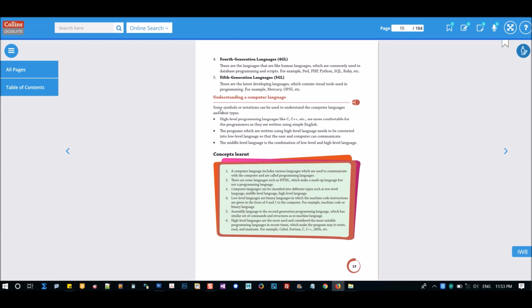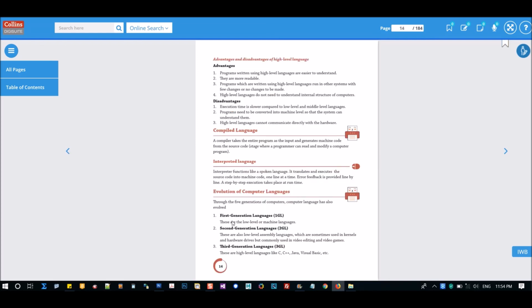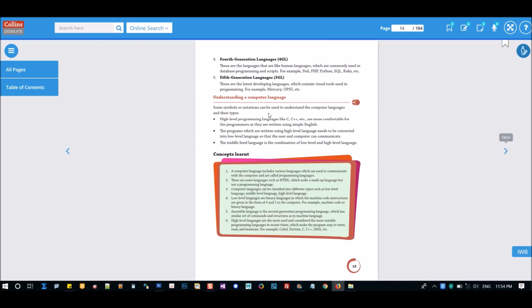In order to understand the different kinds of computer languages, you need to know the generations: first generation, second, third, and fourth, fifth generation. So try to learn the books properly and nicely, and if you have any doubt, you can ask me and I will clarify any doubts and any problem that you have.